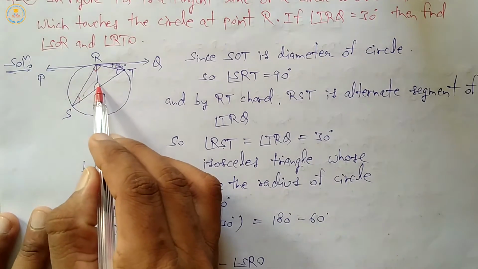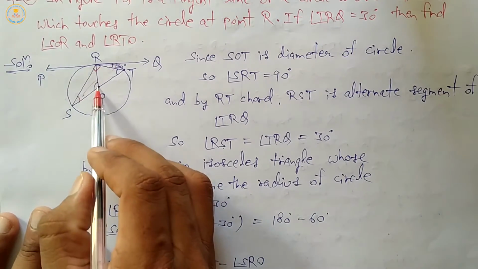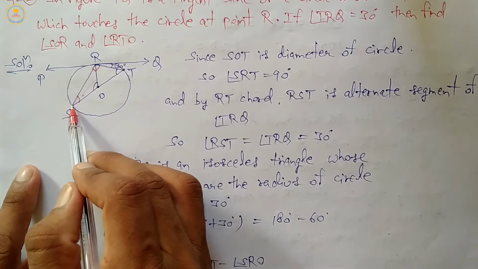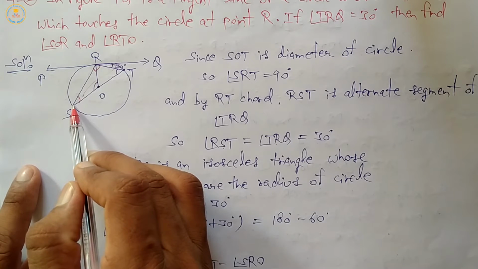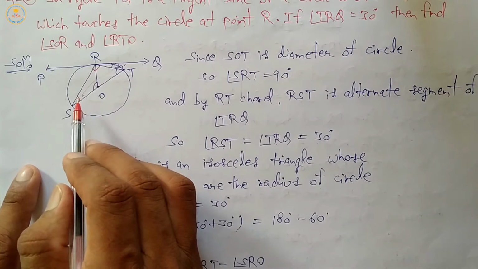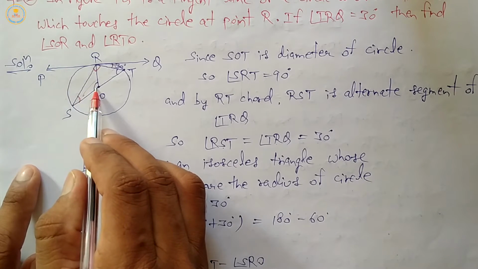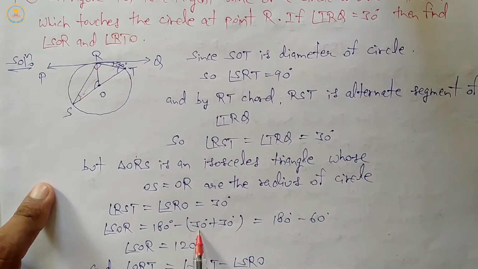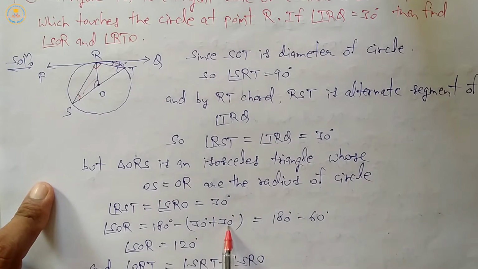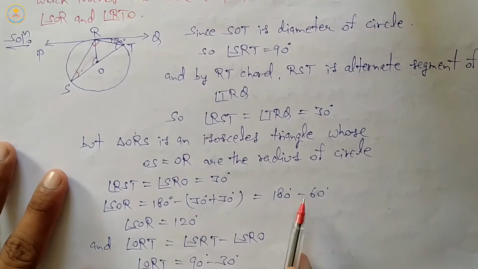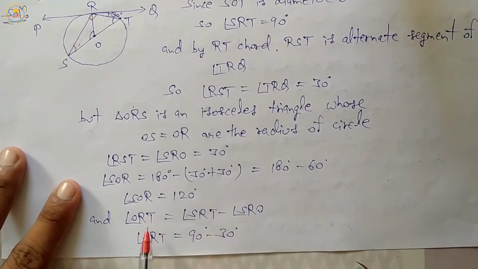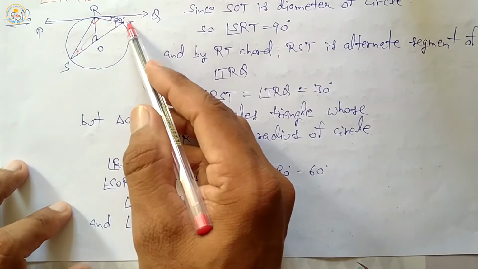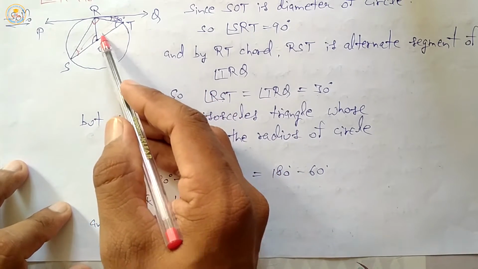Therefore, to find angle SOR: in the triangle, the sum of all angles is 180 degrees. This one is 30 and this one is 30, so angle SOR equals 180 minus 30 and 30. 30 and 30 is 60, so SOR equals 180 minus 60, which means SOR equals 120 degrees. This one is a straight line, so the remaining part is 60 degrees.